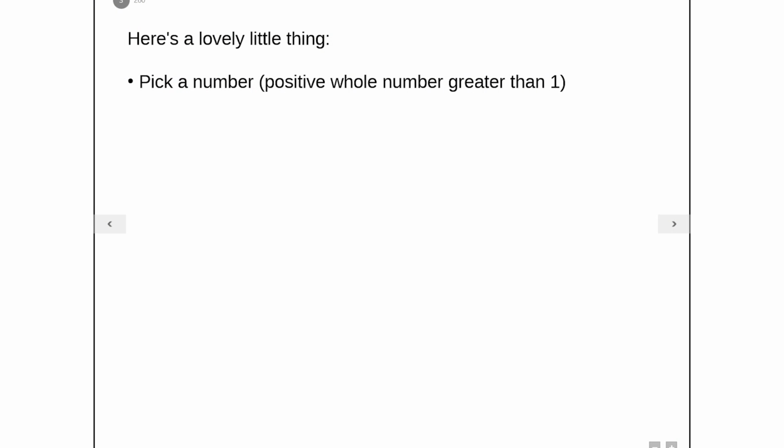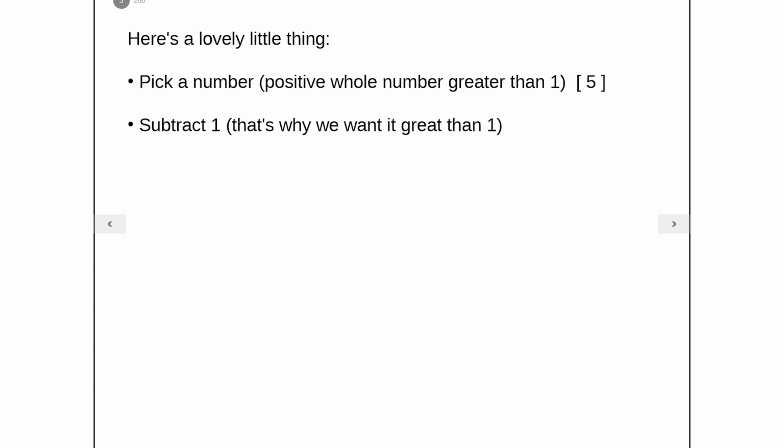You don't need to be able to read the screen if you're finding that difficult. I did end up with a font that was slightly smaller than I expected here. If you're happy with mental arithmetic, which not everybody is, including me, feel free to pick a positive whole number greater than 1. I strongly recommend not picking one that's too big. In this example, I've got 5.